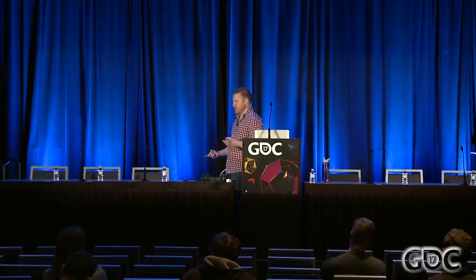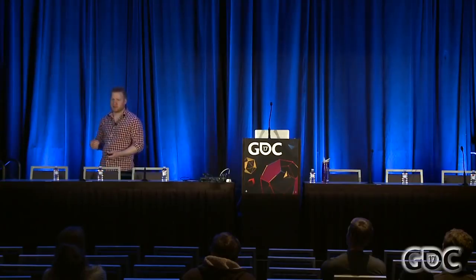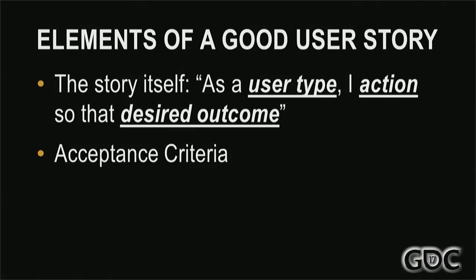As a player, I jump so that I can traverse an environment. As an animator, I have animation blending tools so I can provide a smooth combat experience. As an engineer, I have continuous integration so I can have an efficient build process. The second element is acceptance criteria. If you're the person requesting a feature, you want to give people clear goals as to what they're actually expected to deliver. Give them a clear target.